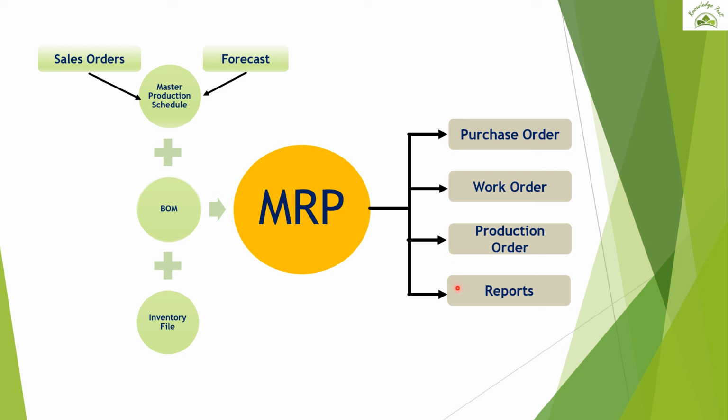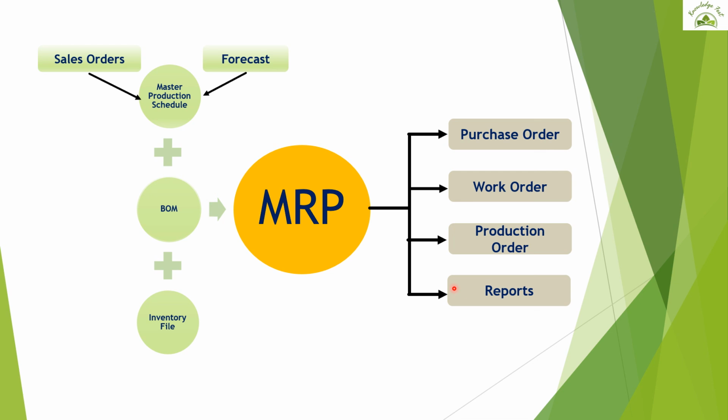There will be multiple reports that can be generated as an outcome of the MRP. I was just talking about how there are primary reports and secondary reports. So primary reports may contain exception reports. An exception report can contain information on the overdue orders. It can contain performance reports and so on.